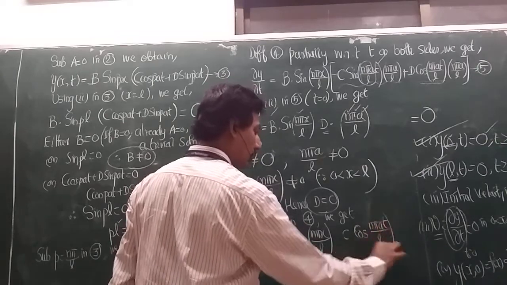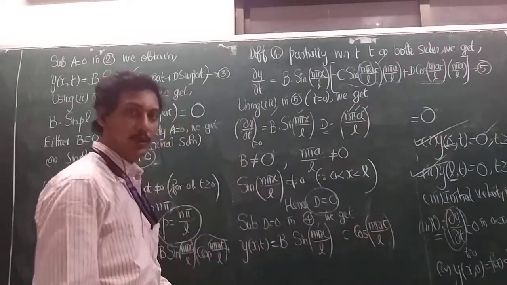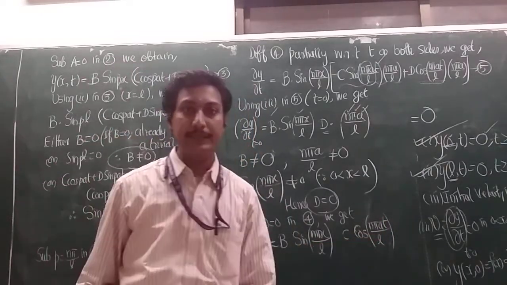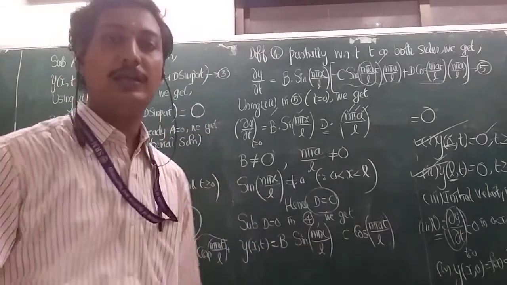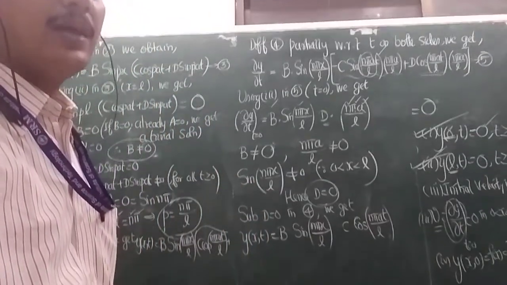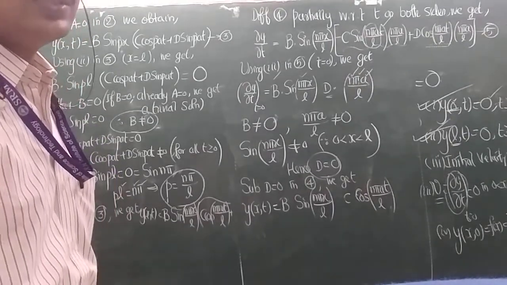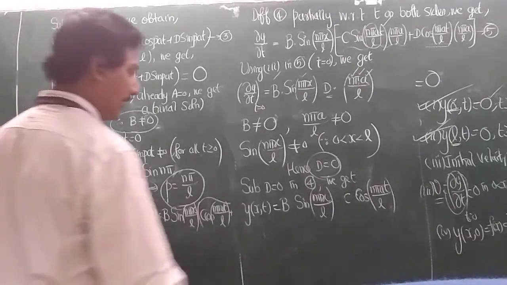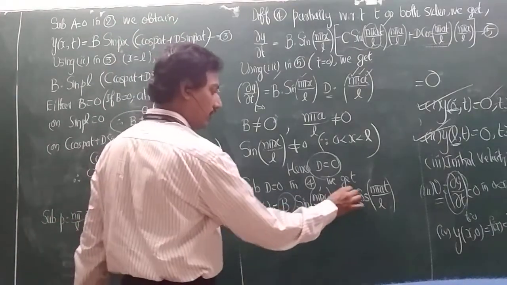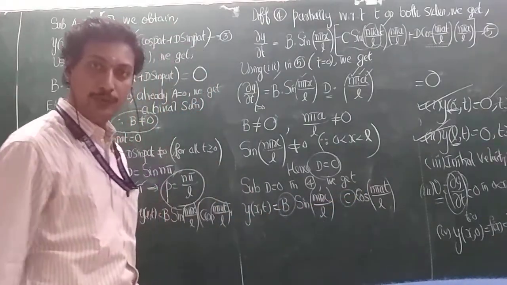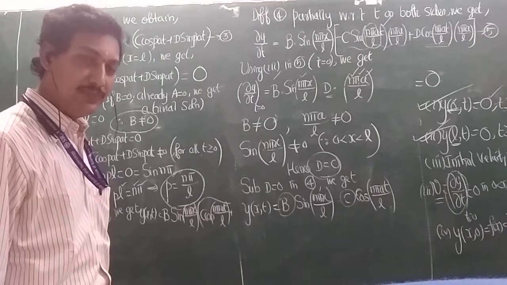So there are two trigonometric, periodic terms, one for x, one for t. And still there are some unknown constants. What are the constants? C and B. These two are the unknown arbitrary constants we still have.